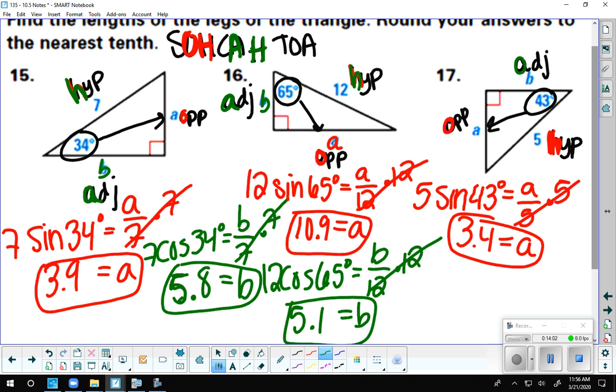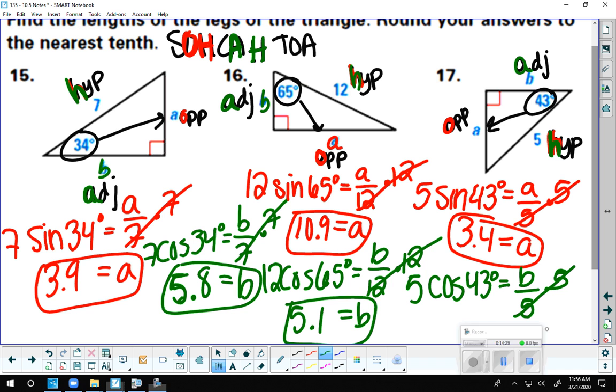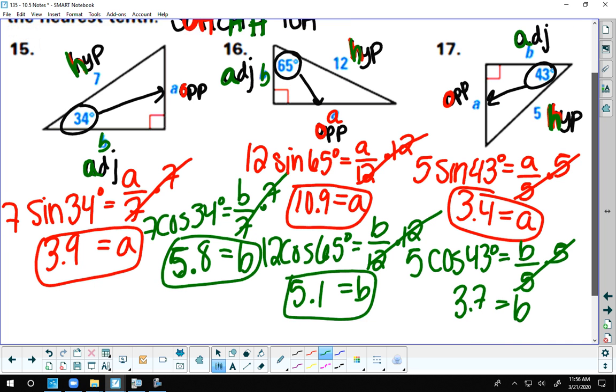Then to find B, B is my adjacent side, and we need to use a side that we know, so just use the side they gave you. We now know what A is, but what if you made a mistake finding A? So let's just use 5 because they gave us that. That's adjacent and hypotenuse, so the cosine of my 43-degree angle. My adjacent side is B, and my hypotenuse is 5. Multiply both sides by 5 to get B by itself. Plug it in your calculator: 5 times the cosine of 43 degrees, and we get 3.7 for B.